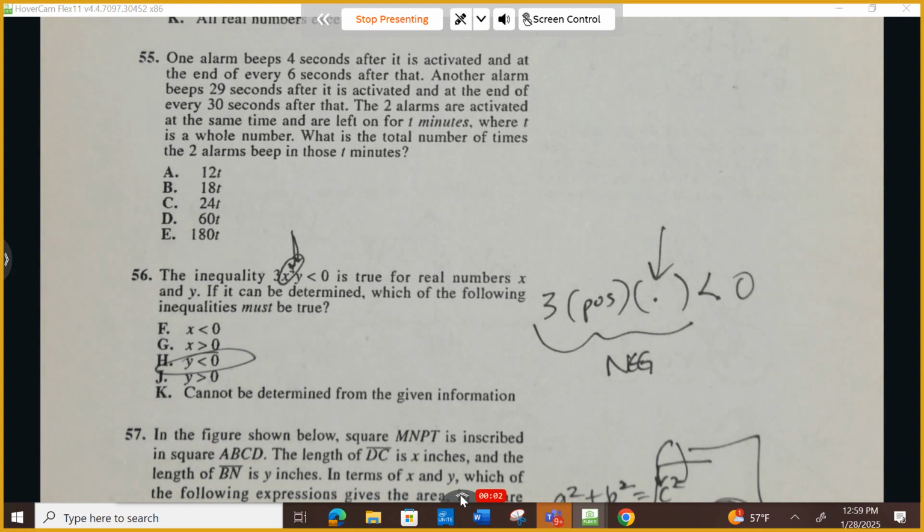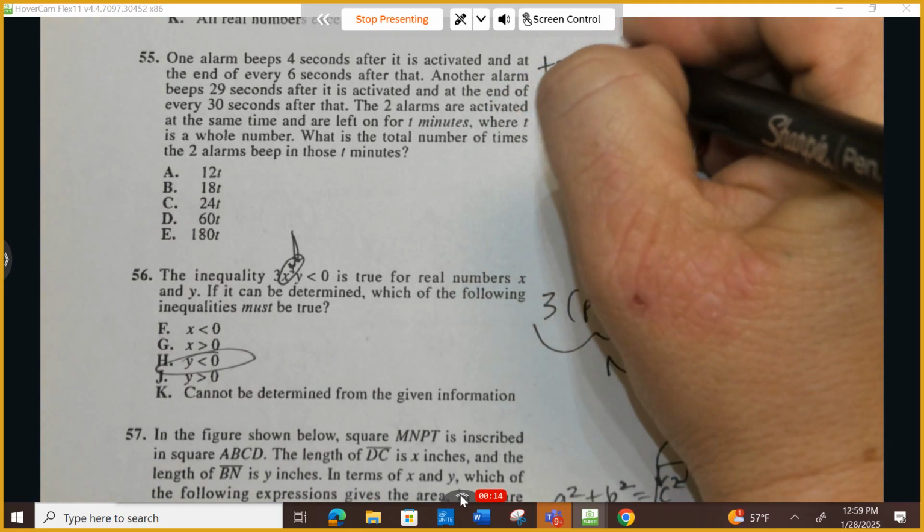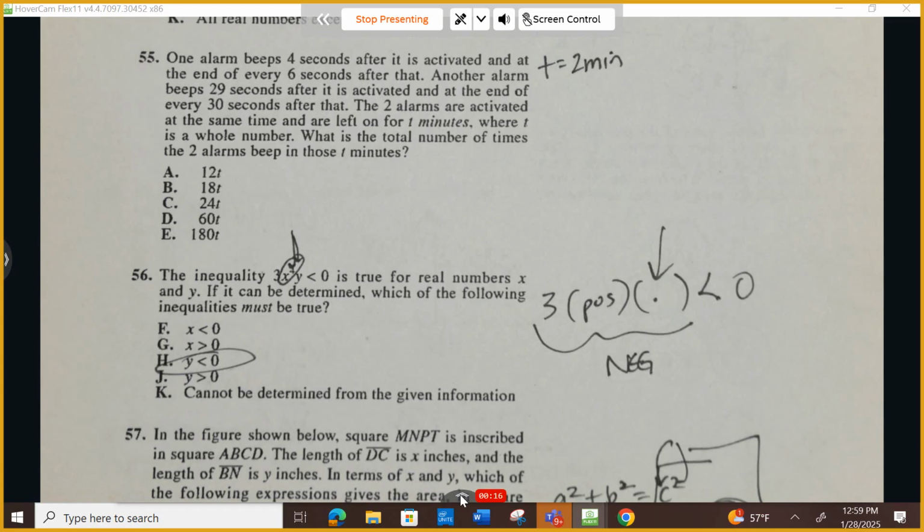All right, here we go. So for this problem, we're going to choose an arbitrary number of minutes. And just like I tell you when you choose arbitrary numbers, I stay away from 1. So everybody write down 2 minutes. We're going to say t equals 2 minutes. And I need to figure out for that very first alarm, how many times does it go off?